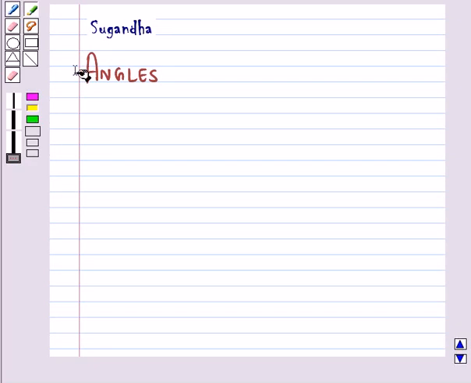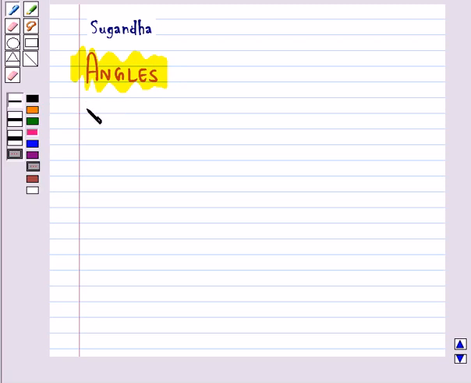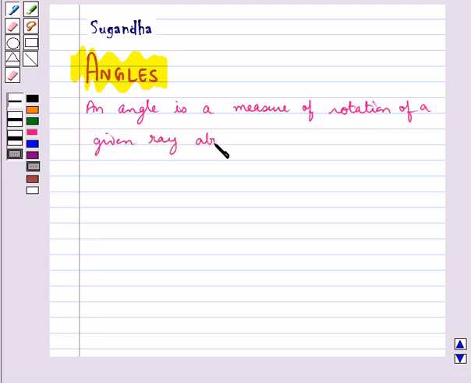In this session, first we will discuss angles. Basically, an angle is a measure of rotation of a given ray about its initial point.